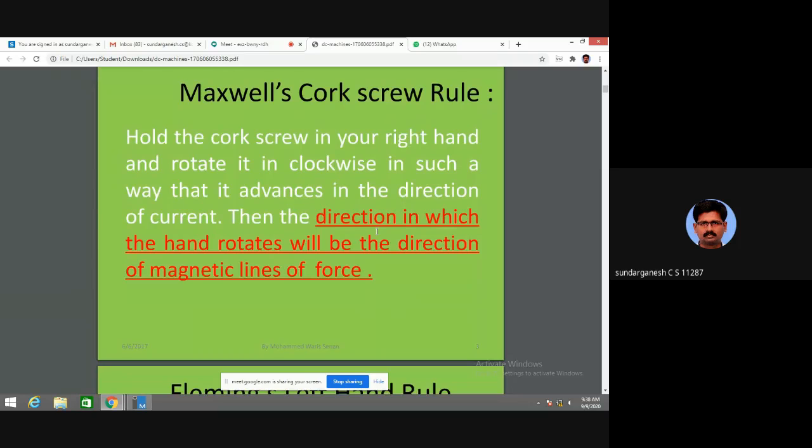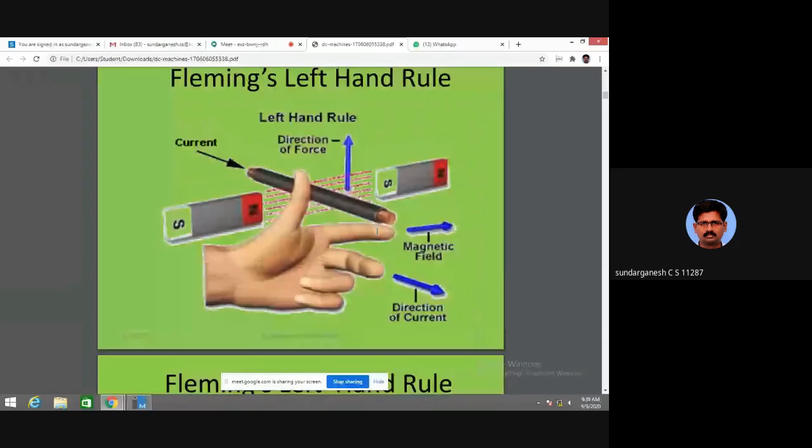So the next one is Fleming's left-hand rule. This principle is used in motors. Okay. You take three fingers of the left hand. The middle finger, this finger, indicates the magnetic field. That field is called the stator field.